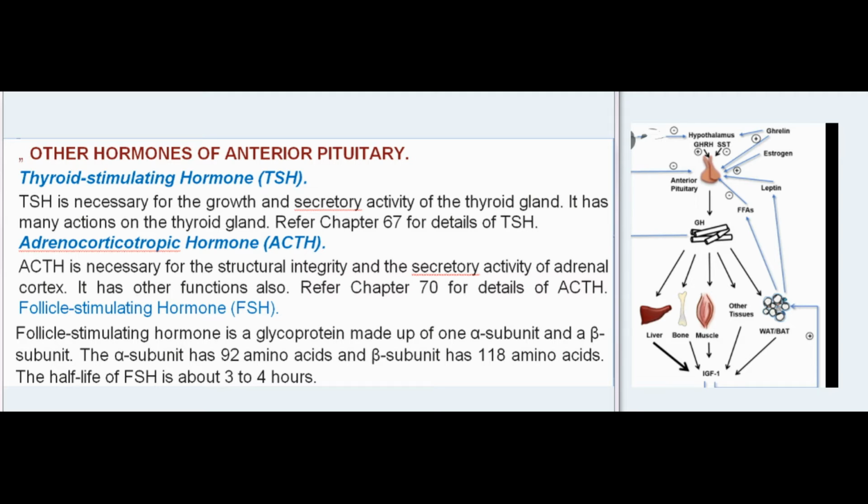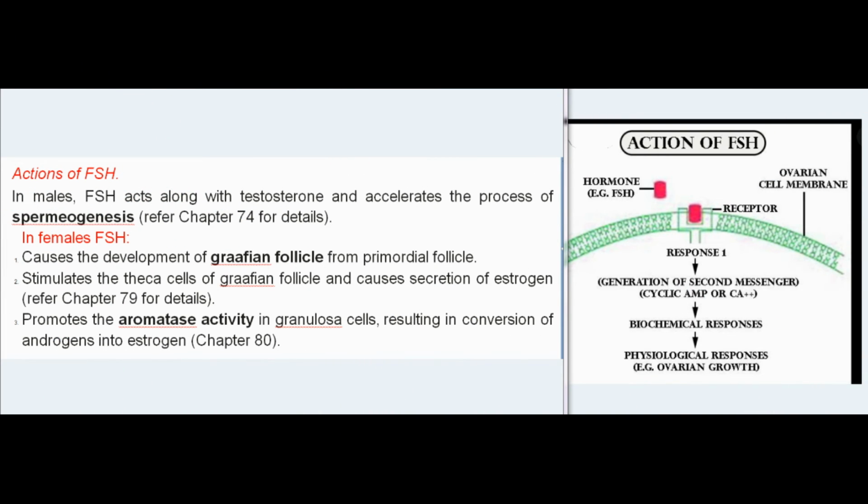Follicle stimulating hormone, FSH. Follicle stimulating hormone is a glycoprotein made up of one alpha subunit and a beta subunit. The alpha subunit has 92 amino acids and beta subunit has 118 amino acids. The half-life of FSH is about 3 to 4 hours. Actions of FSH. In males, FSH acts along with testosterone and accelerates the process of spermiogenesis. Refer Chapter 74 for details. In females, FSH causes the development of Graafian follicle from primordial follicle.